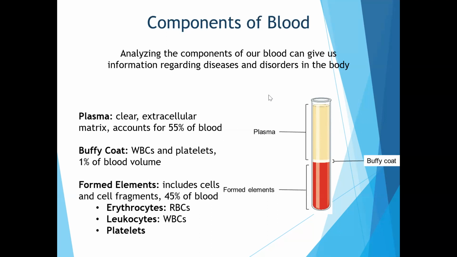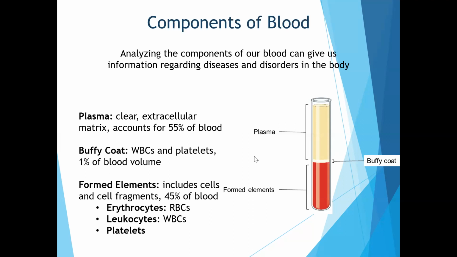So we're going to work from the top down here. The plasma, this clear part, is your extracellular matrix. And that's about 55% of your blood volume. We'll talk a little bit more about what's in your plasma on the next slide. This little tiny white line is not space. That's actually known as the buffy coat. That's your white blood cells and platelets. It's only about 1% of your blood volume.